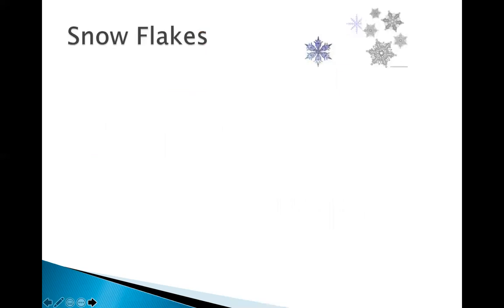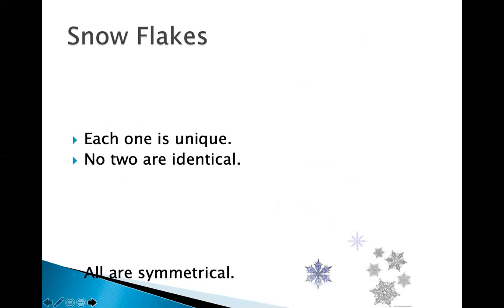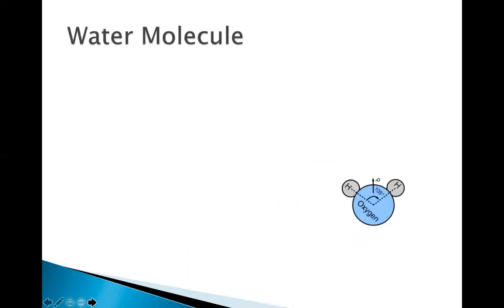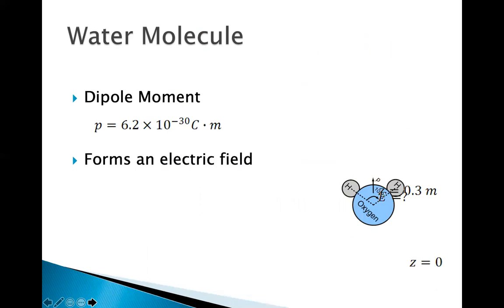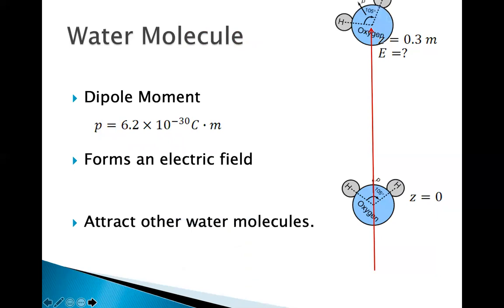Snowflakes are very interesting because each one is very unique, and of course, no two are identical. All are symmetrical in a beautiful way. Snowflakes are formed by water molecules. Water molecules have a dipole moment. What is a dipole? A dipole is made up of two charges, positive and negative, separated by a distance. When two water molecules get close to each other, they attract each other, and gradually they can form snowflakes.